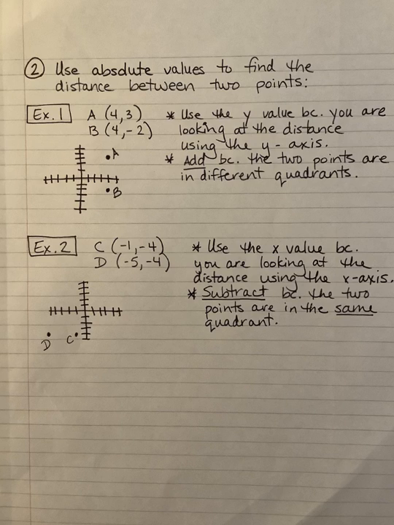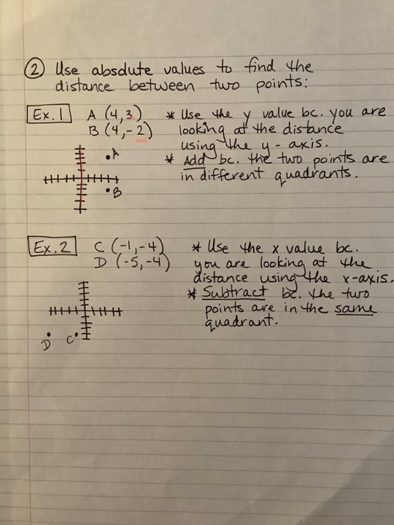In example 1, we're looking at points A and B on the coordinate plane, and A is at +4, +3. B is at +4, -2. If you look on the coordinate plane, you can see that A and B are in different quadrants and that we're looking at a vertical distance. Because of that, we're going to use the y values when we look for absolute value and distance, because we're looking at the vertical distance, which is along the y axis here.